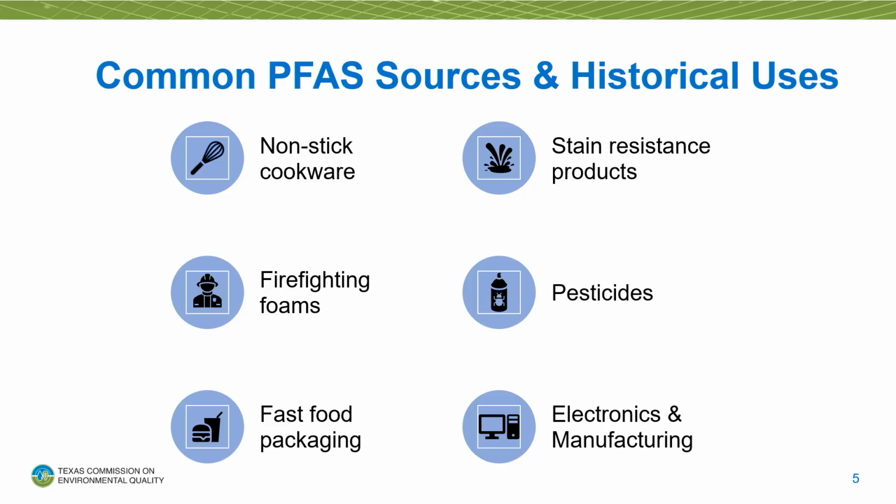So just a few common PFAS sources. Things like nonstick cookware, stain-resistant products, firefighting foams, pesticides, fast food packaging, and electronic manufacturing are some common uses.